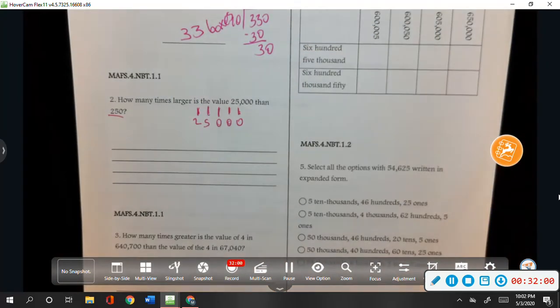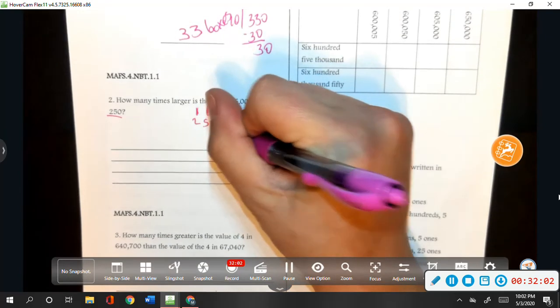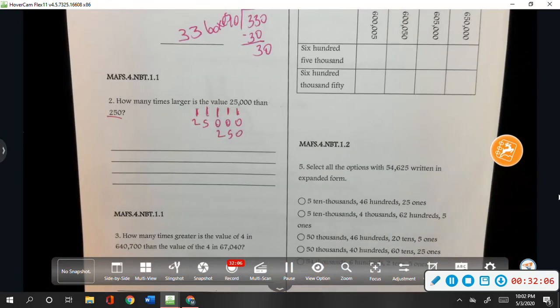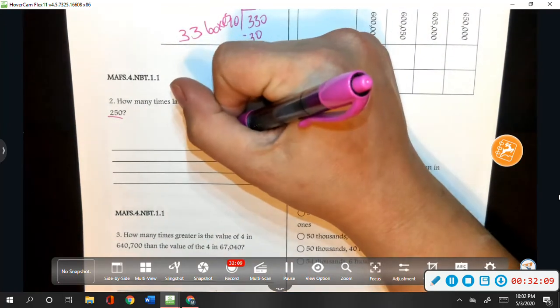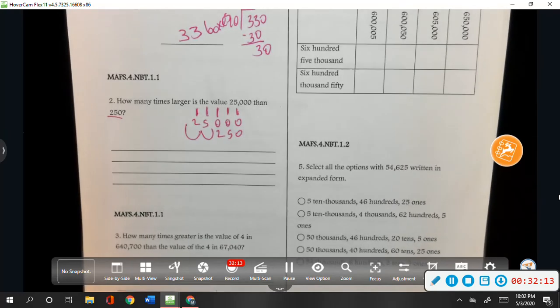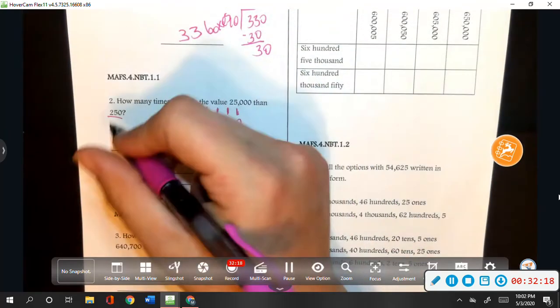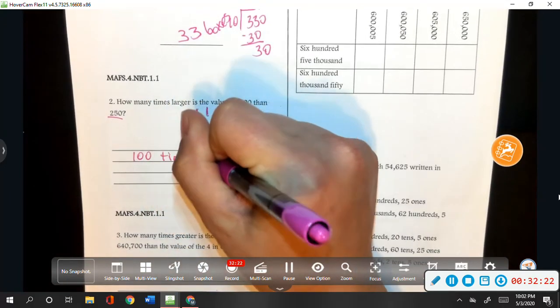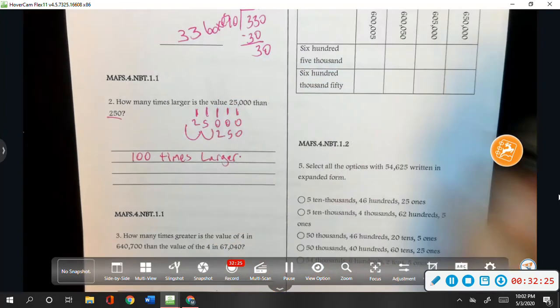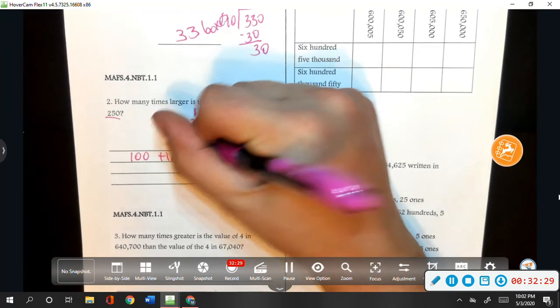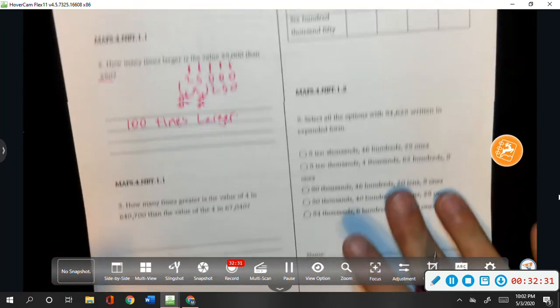25,000 is right here. 250 is here. Every time we move up a place value, we times by 10. So this would be times 10 times 10, which would end up being 100 times larger. See how easy that was? This was times 10. This was times 10. 10 times 10 is 100. It was 100 times bigger.